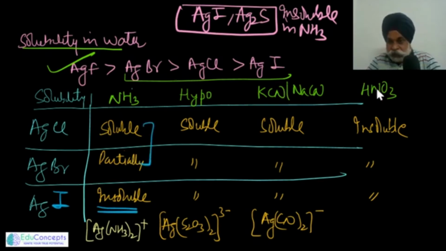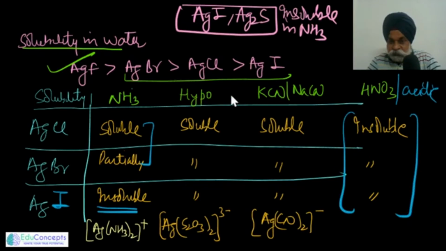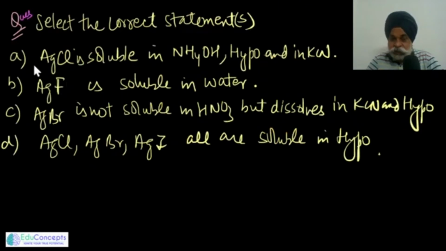In hypo and KCN, and in nitric acid, in acidic medium, none of these is soluble. So this is insoluble, and wherever you have hypo or KCN or NaCN, there they will make water soluble complexes, so they are soluble. So make this as a chart and keep it on your study table, because it seems quite easy, but it's a typically important question. You have to see the options very religiously. First is correct, second is correct. AgBr is not soluble in nitric acid, perfectly right. Dissolves in these two, perfectly right. AgCl, AgBr all are soluble in hypo is also perfectly correct.